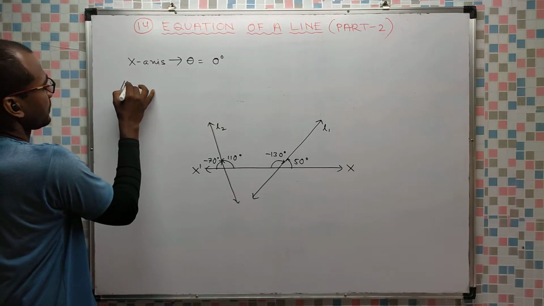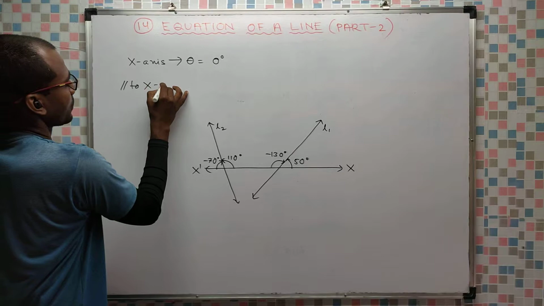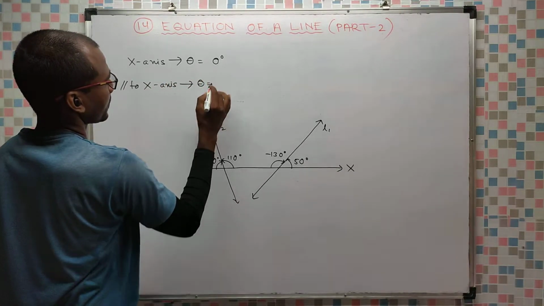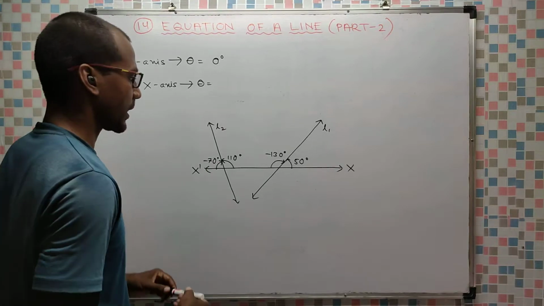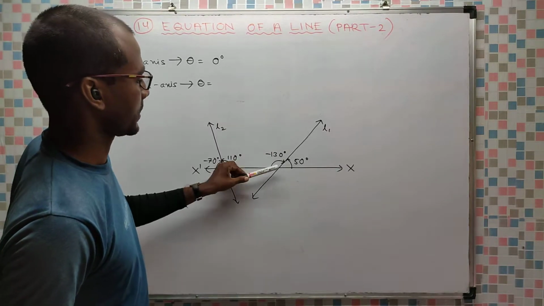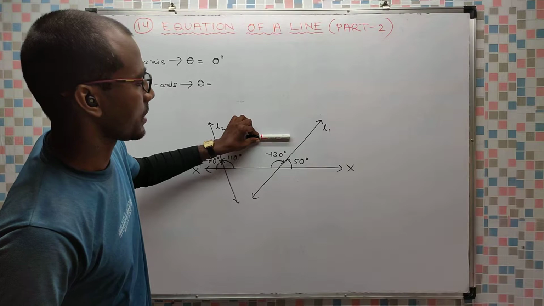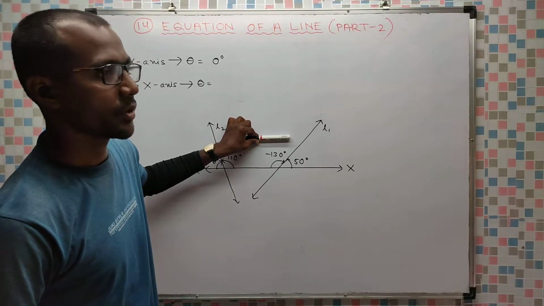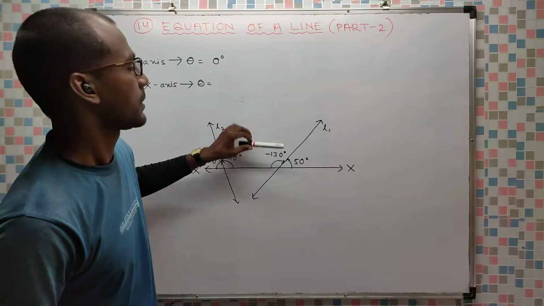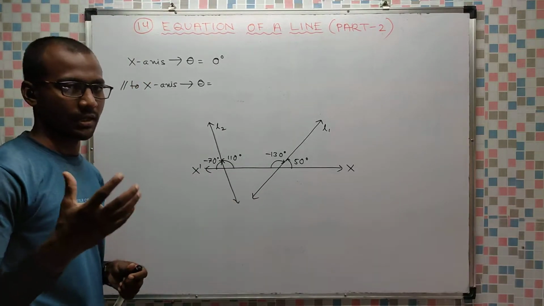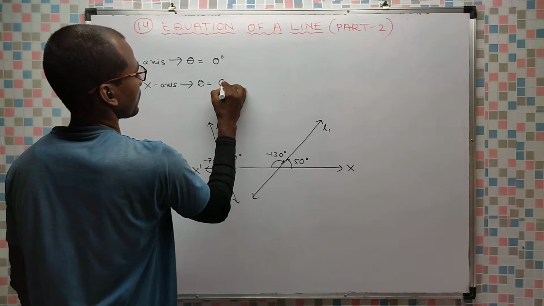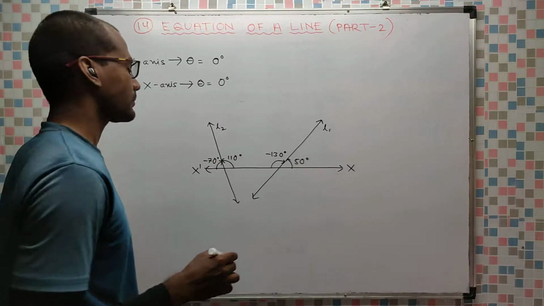Then any line parallel to the x-axis, what will be theta? If you take any line parallel to the x-axis, this is the x-axis, any line parallel to the x-axis. If two lines are parallel, then the angle between them is 0 degree. Okay. So theta, the angle of inclination for any line parallel to the x-axis, will also be 0 degree.